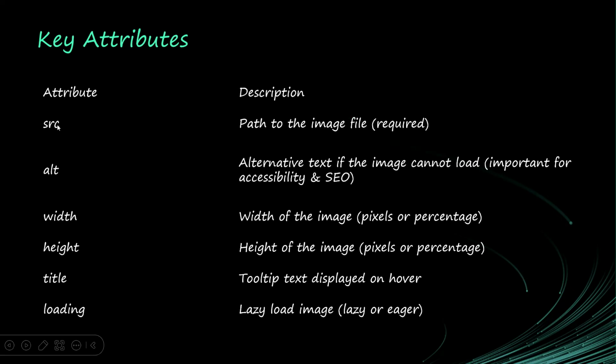You have seen the source attribute. We use the source attribute to tell the browser the address of the image, where the image could be found. The alt attribute is the alternative text if the image cannot be loaded, just like you have seen. It's also important for accessibility and SEO.